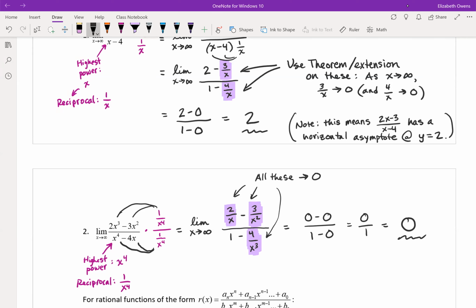So that means that this function is going to have a horizontal asymptote at y equals 0. Now, the problem didn't specifically ask us about horizontal asymptote, but it's going to tie in, so it's worth mentioning. It just asked us to find the limit, though, and we would say that that limit is 0.